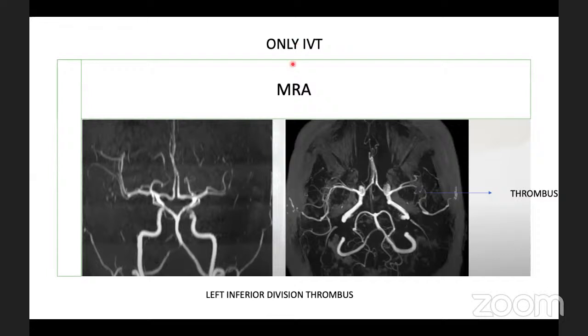So only IVT was given. Only IVT was preferred in this case because it was non-eloquent cortex and the patient was also not so affording to go into the distal occlusion in the M2 territory.